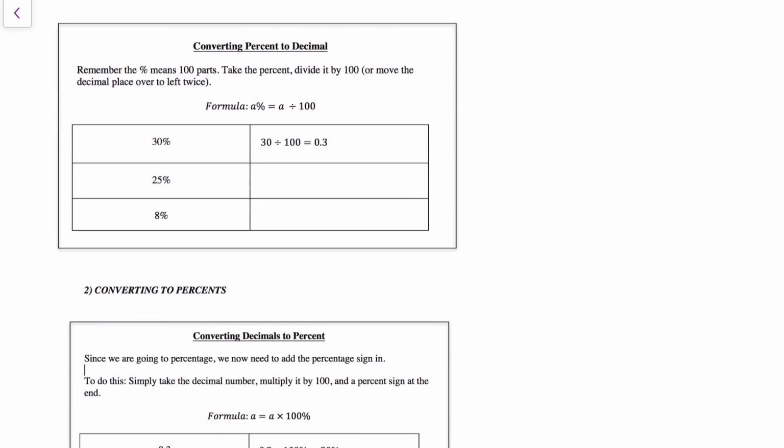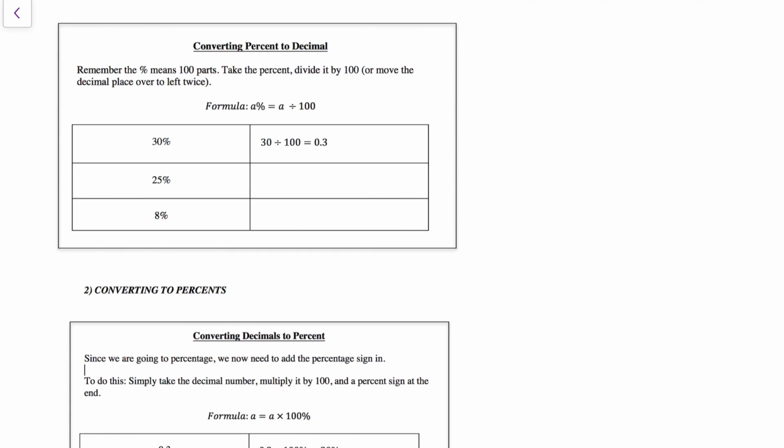Okay, if we want to put a percent into a decimal, we can follow the same process that we did with a fraction. To go from a fraction to a decimal, we divided by the bottom number, which again represents how much makes a whole. In a percent, 100 is the whole, always. It's always out of 100.